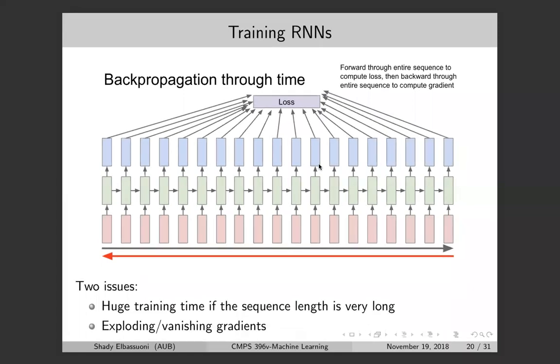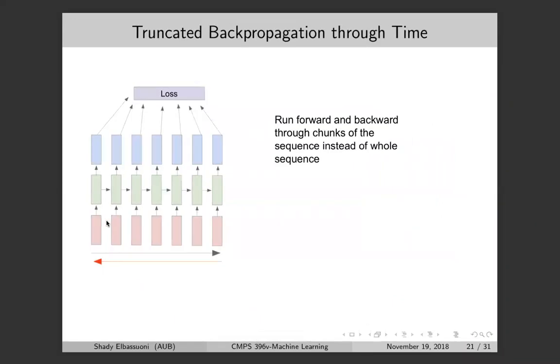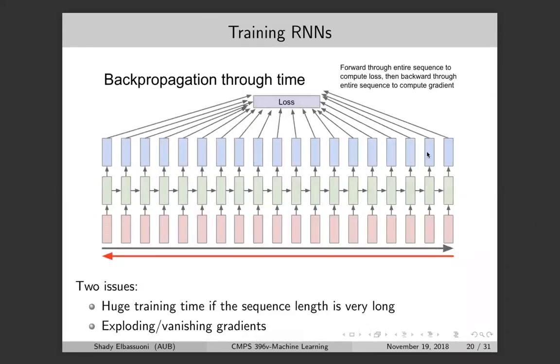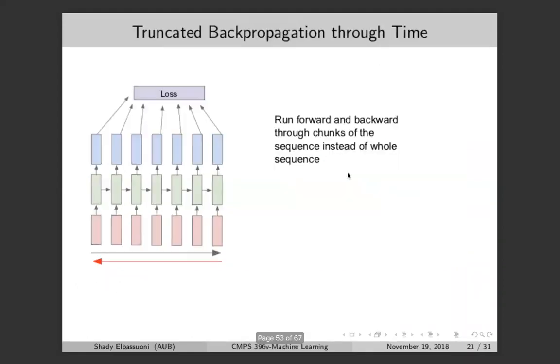The second thing is the exploding and vanishing gradients. We've talked about this before. What does this mean? It means that by the time the gradient is backpropagated through the whole sequence, it either explodes or vanishes. So let's look at why this happens. This happens because of successive multiplication by the weight matrix W. We'll see this in more detail next.